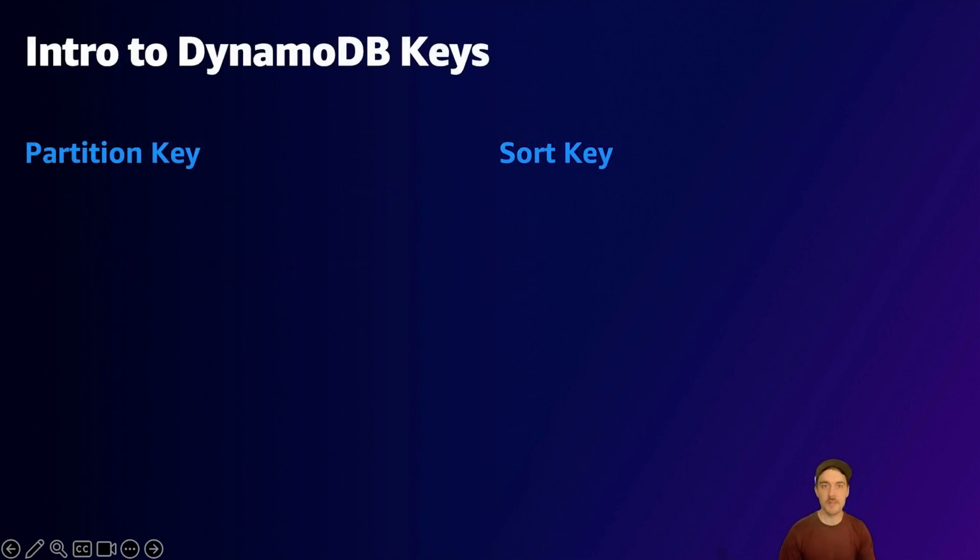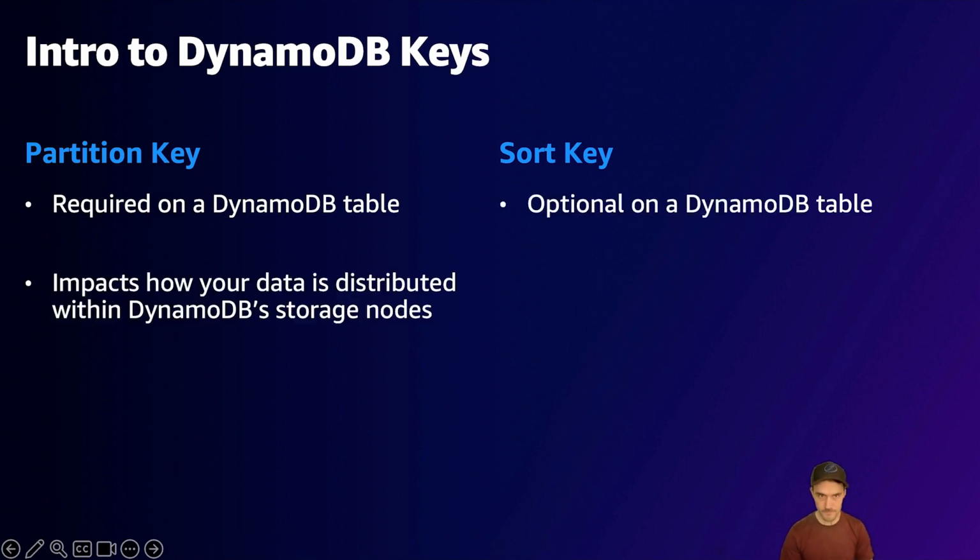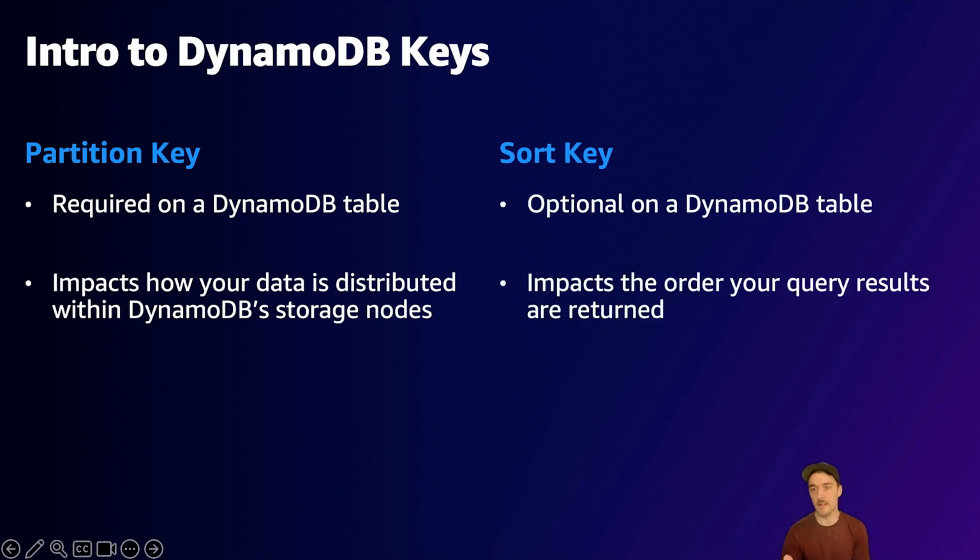And so as an intro to DynamoDB keys, you typically would have a partition key and a sort key. You can have just a partition key, but the partition key is required on a DynamoDB table, while a sort key is going to be optional. The partition key is going to impact how your data is actually stored on DynamoDB's backend storage nodes. So you can leverage the partition key to literally partition or co-locate similar data. The sort key is going to impact how the data is sorted, in terms of the order it will come back or the way that you can paginate through that data.